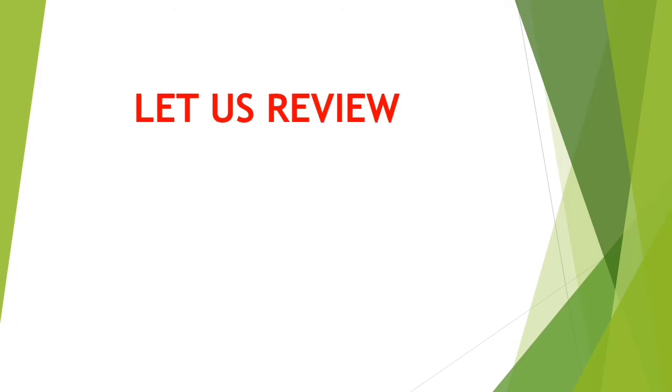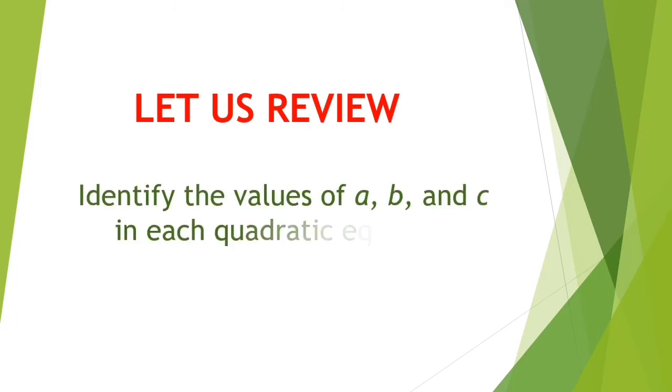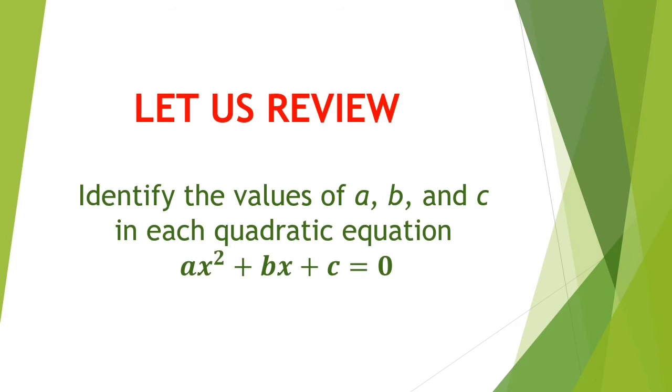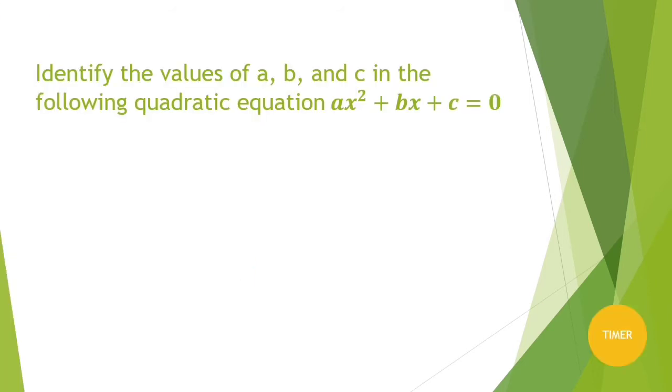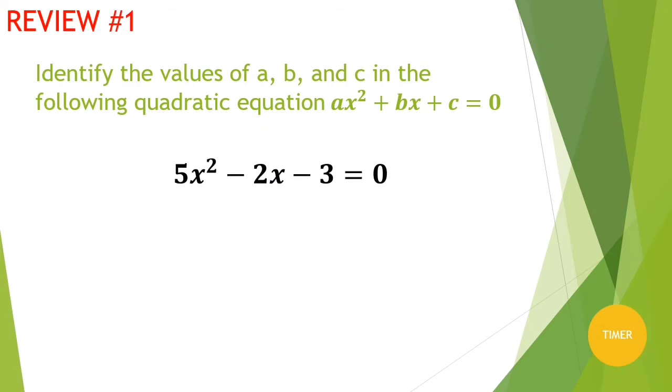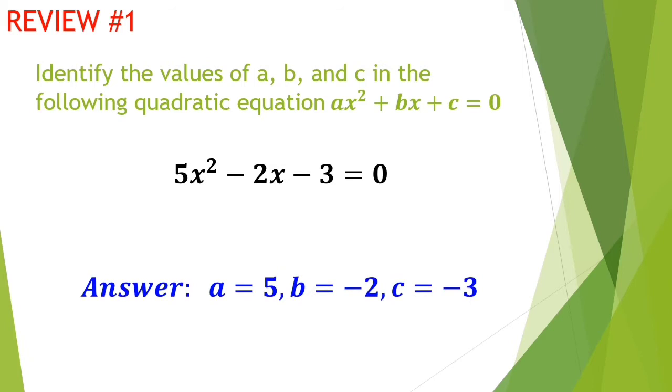But before that, let us recall one of the previous lessons that we have by identifying the values of the coefficients of A, B, and C in each quadratic equation that I'm going to flash on your screen. Number 1. 5x squared minus 2x minus 3 is equal to 0. Very good. A is 5, B is negative 2, and C is negative 3.